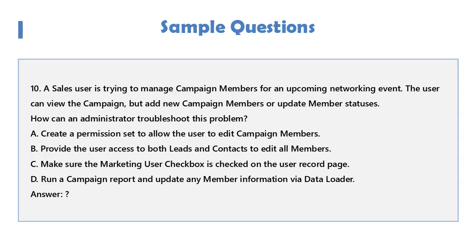B. Provide the user access to both leads and contacts to edit all members. C. Make sure the marketing user checkbox is checked on the user record page. D. Run a campaign report and update any member information via Data Loader.